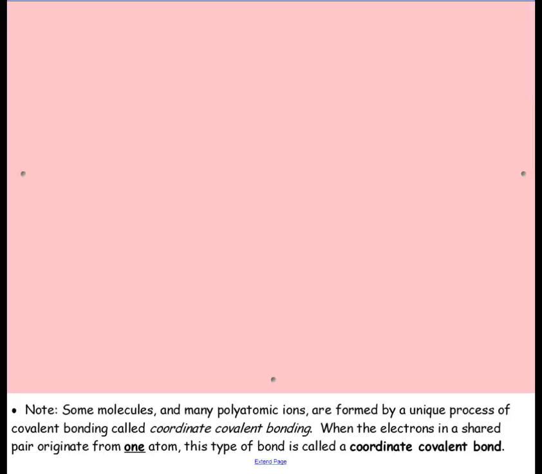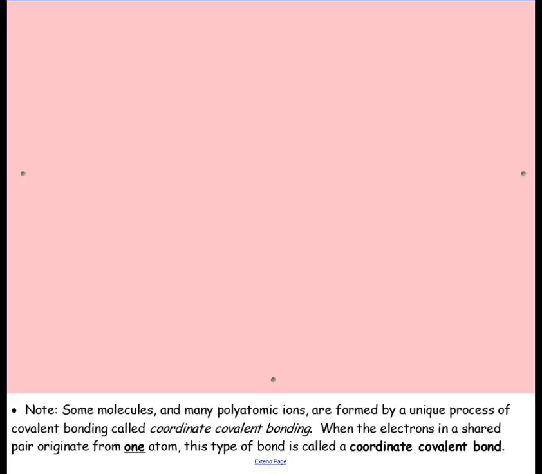Okay, coordinate covalent bonding. This is an interesting type of covalent bond, because in some cases a molecule can achieve a full octet, and this is very common in polyatomic ions. They are actually ionically bonded externally to another ion, but internally bonded with covalent bonds. And quite often the structure of the bonds around the central atom in a polyatomic ion is coordinate covalent bonding.